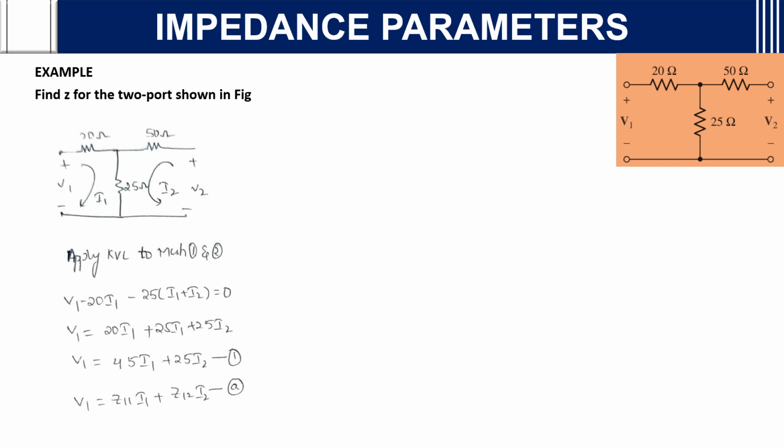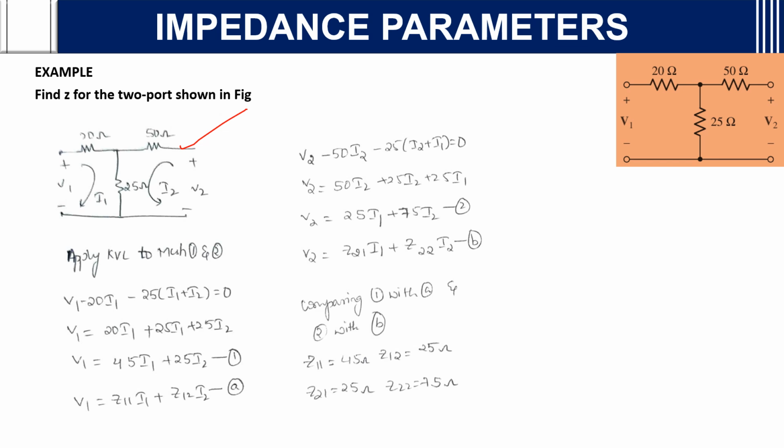From this you can see the equation V1 is equal to Z11 I1 plus Z12 I2. You got the values of Z11 and Z12. Now we are left with Z21 and Z22. For that we need to apply KVL to the second mesh. Applying KVL to the second mesh, you will get V2 minus 50 I2 minus 25 into (I2 plus I1) equals 0. If you calculate, you will get V2 is equal to 25 I1 plus 75 I2.